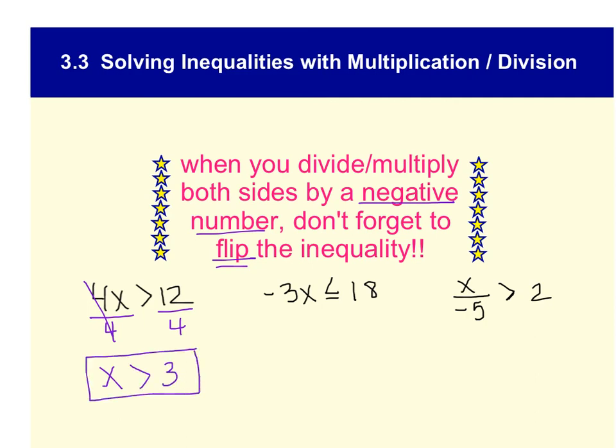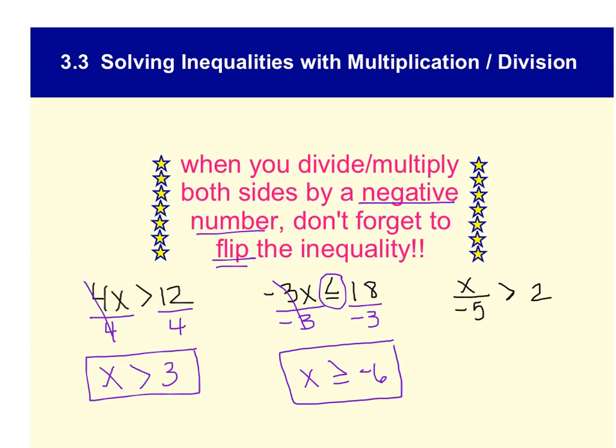Now this next example, -3x is less than or equal to 18. To solve for x, you would divide by the -3. Now, we're dividing both sides by a negative number, so when we rewrite this, this is one where your inequality will flip. X is going to become greater than or equal to -6.